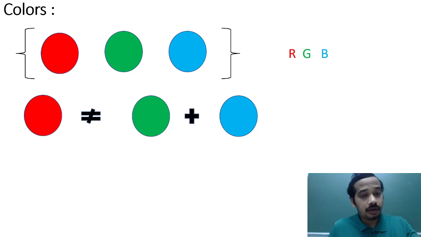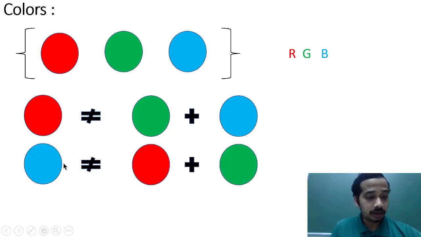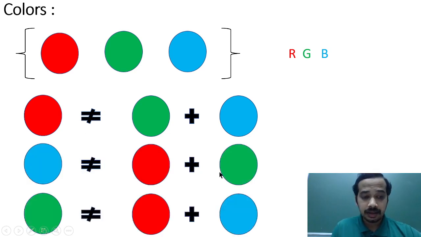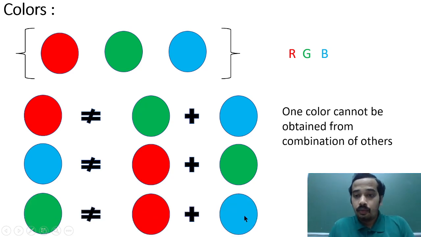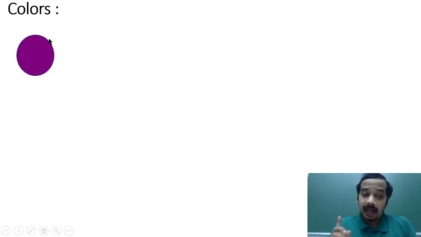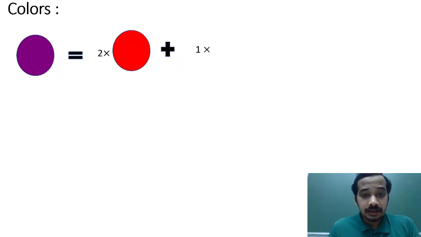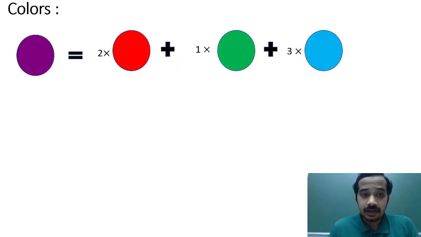One color cannot be obtained by combining the other two colors. Suppose red color cannot be obtained by combining green and blue, and blue color cannot be obtained by combining red and green, and green color cannot be obtained by combining red and blue. So one color cannot be obtained from the combination of the other two colors in this set of three colors, but any other color can be obtained by combining these three colors in a different ratio.